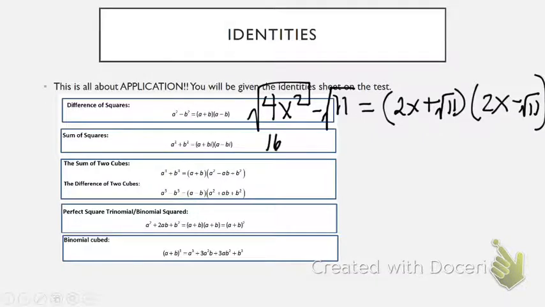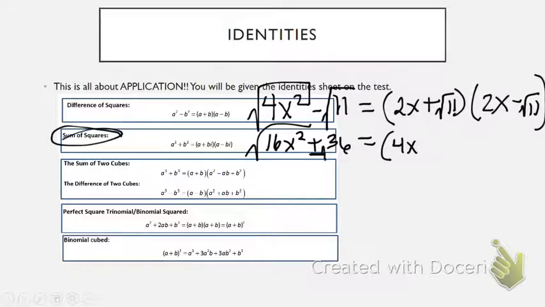So I'm going to do 16x squared plus 36. Now, because this is plus, it's the sum of squares, and you would just take the square root of both. The square root of 16x squared is 4x, okay, plus 36. What's the square root of 36? That is 6, but since it's sum, we have to add in the I. And then we need to write it again with a minus sign.